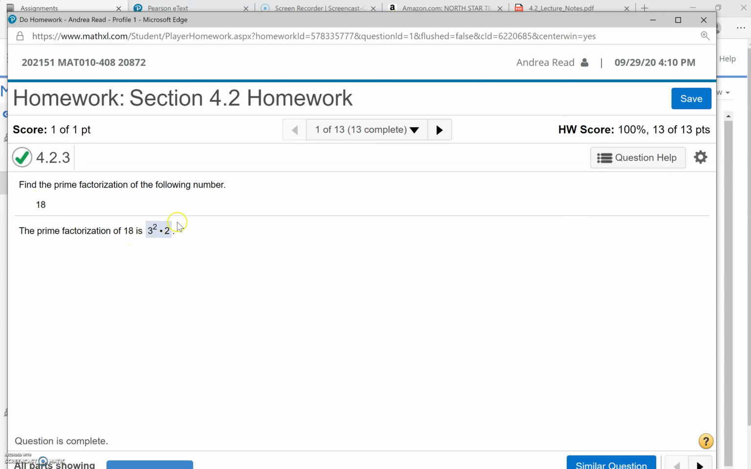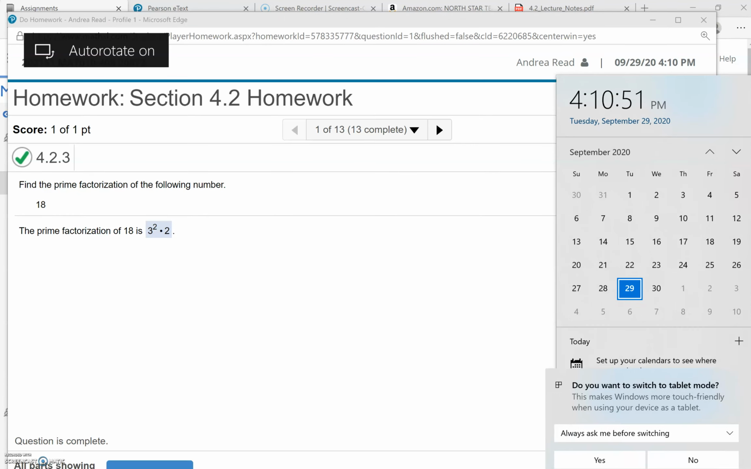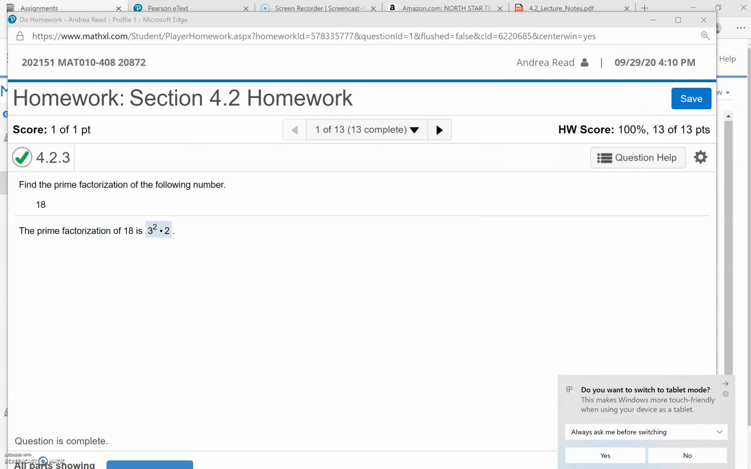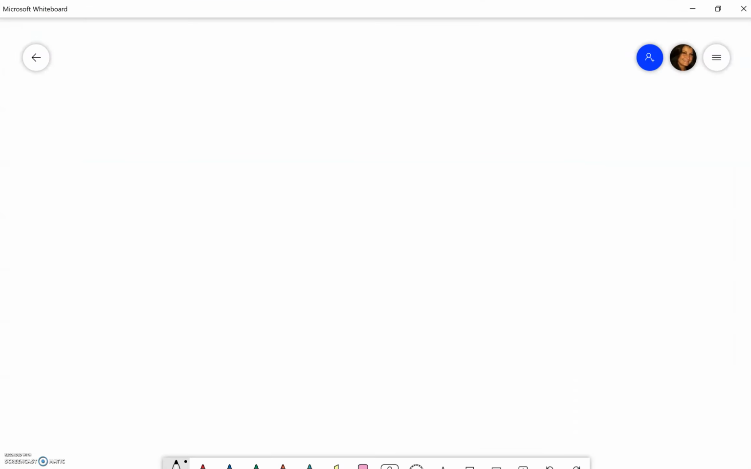And if you notice, my answer is 3 squared times 2. How did I get to that? Well, let me go ahead and show you how we work that out. So I'm just going to change my view here, and then we'll get started on writing some of these out. So let me go to the whiteboard.